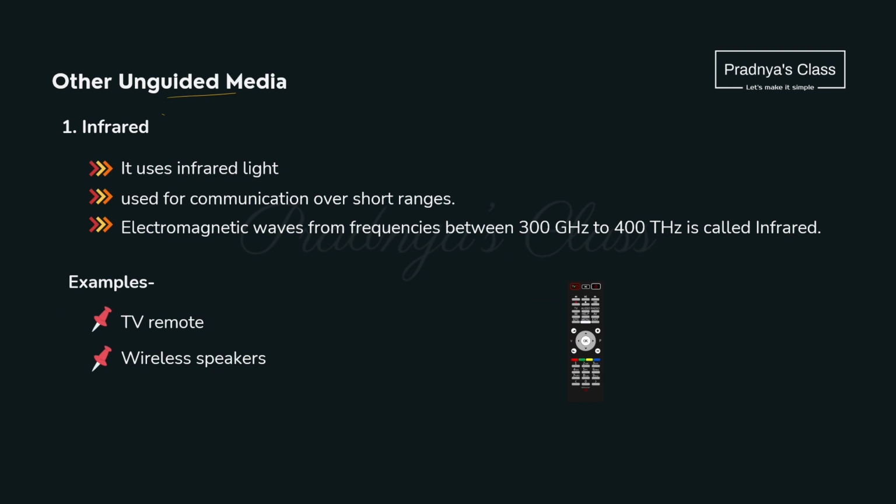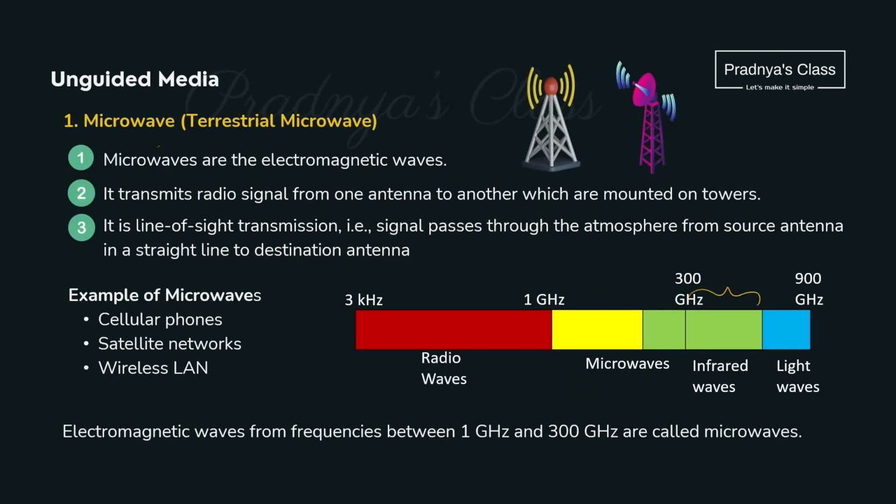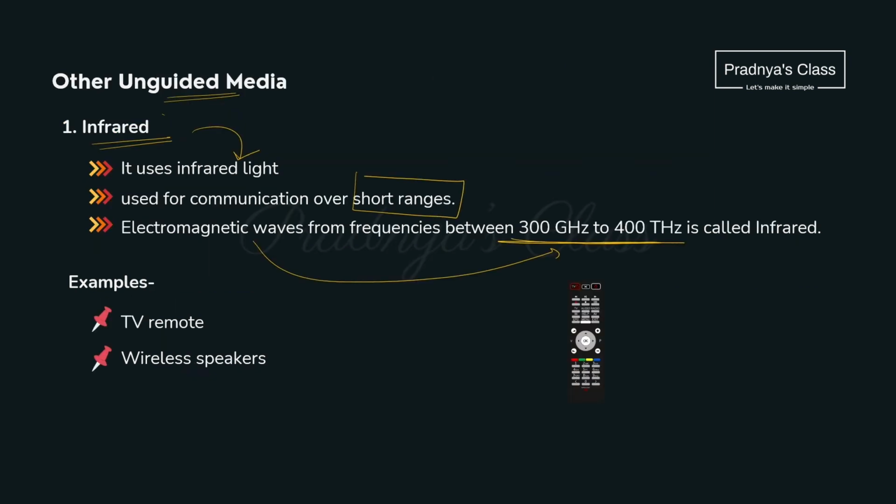There are some more unguided media. This is infrared. It uses infrared light. It is used for the communication of short ranges. Electromagnetic waves provide the frequencies in this range. Look at the diagram. Here is the range of the frequency provided by the infrared waves. We use infrared light for TV remotes as well as for wireless speakers.